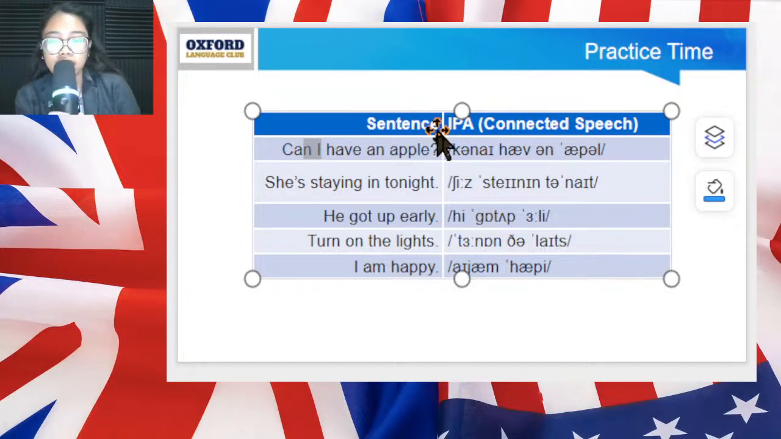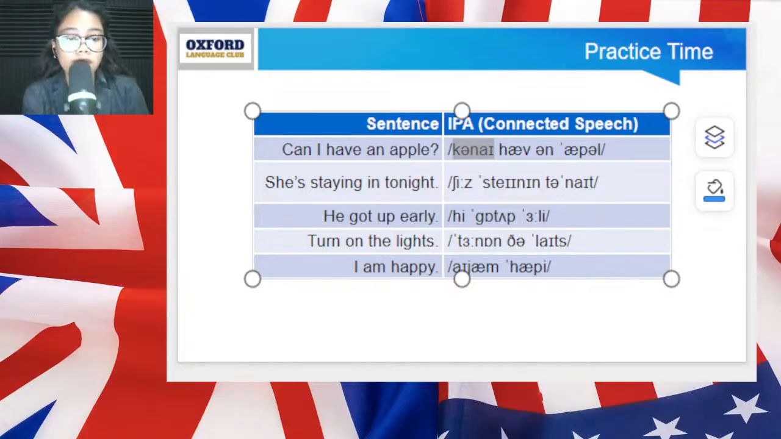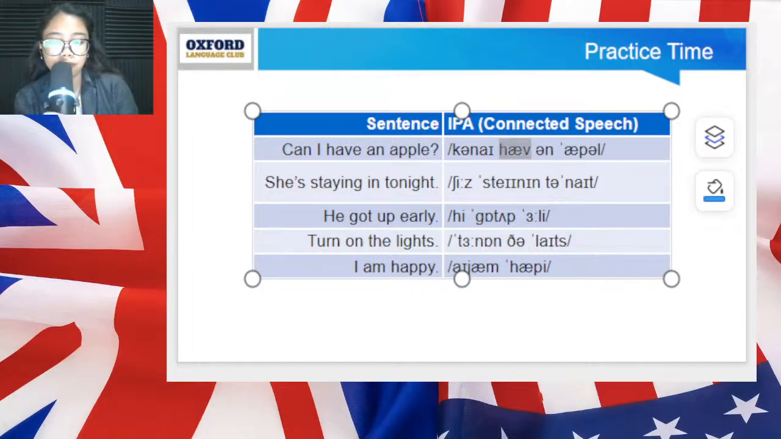Again, can I. As you can see on the IPA transcription, the two words are connected, right? Can I. It's like the N moves over to the next word. Then in have an, the V sound at the end of have joins the A sound in an. So it becomes havan. Okay, this one, havan.